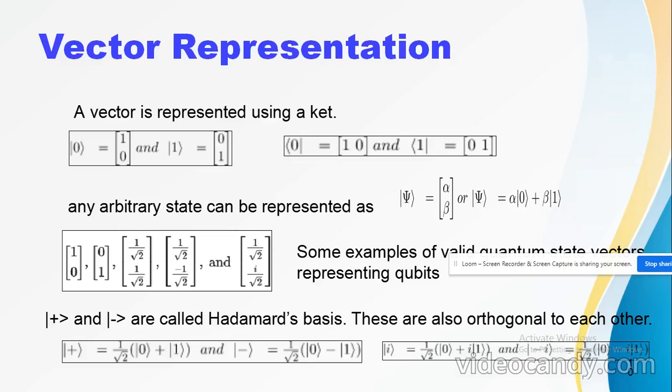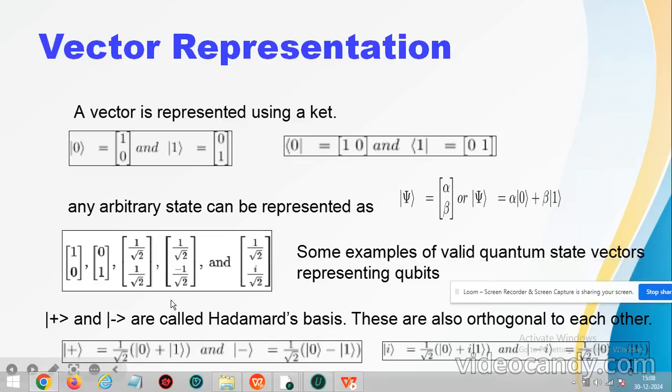The basic states ket 0 and ket 1 are represented as column vectors (1, 0) and (0, 1), or the row vectors (1, 0) and (0, 1). Any arbitrary state can be represented as ket psi is equal to (alpha, beta) in the column notation, and this is the row notation. Some examples of valid quantum state vectors are (1 by root 2, 1 by root 2), or (1 by root 2, minus 1 by root 2), and (1 by root 2, i by root 2).